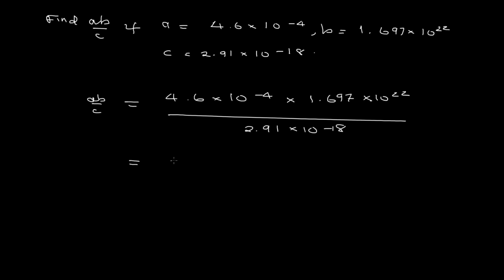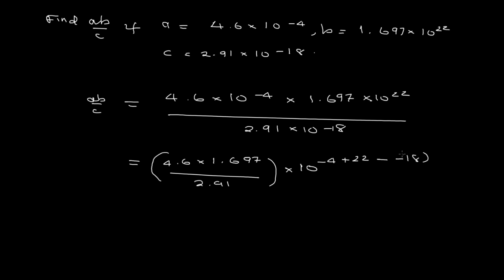So now what do we do here? We see the patterns. The pattern is that we've got 3 decimal numbers: 4.6, 1.697, and 2.91. These we're going to separate from the rest of the numbers. The rest have got an identical base, which is 10, so we can simply use our laws to put these together. If they're multiplying, we add their powers. If there's division, we subtract. So notice we're subtracting minus 18; minus minus makes this an addition.